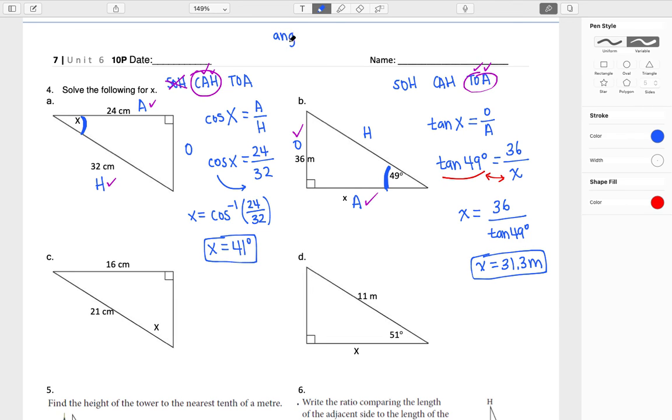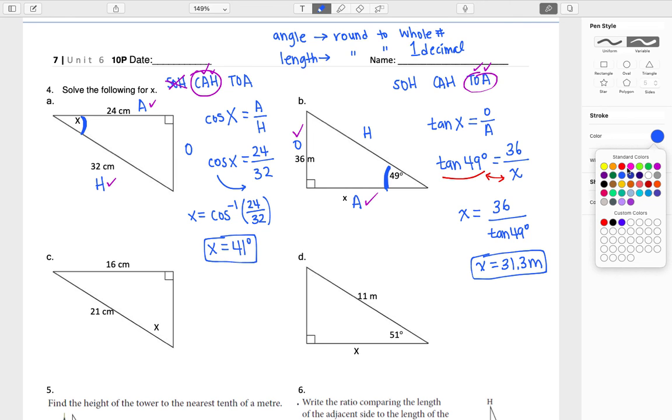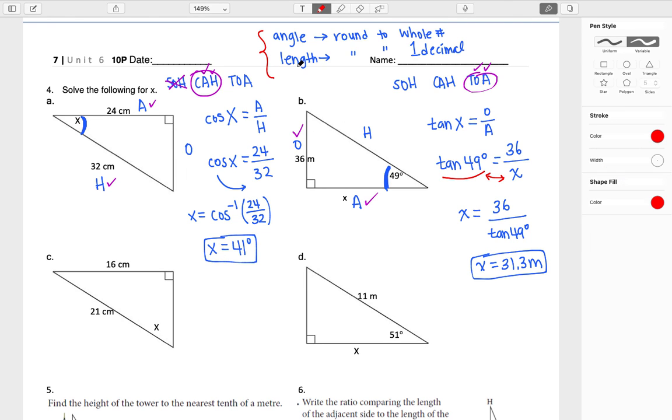So let me write it down. Angle, round to whole number. And for the length, I want you to round to 1 decimal for accuracy. Okay, so this applies to all your assignments and for your test.